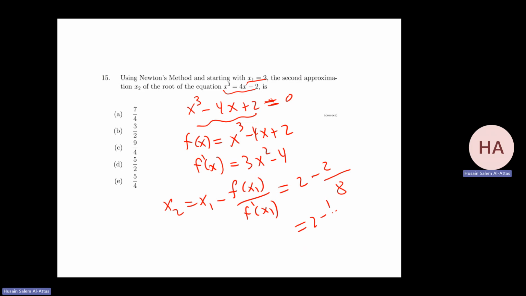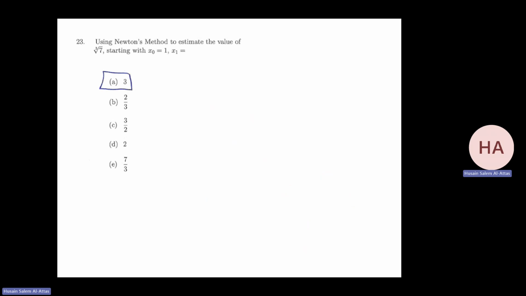So I have 2 minus 1 over 4. 2 is 8 over 4 minus 1 over 4, that will be 7 over 4. So that will be my answer. Using this method to estimate the value of the cubic root of 7: if x equals cubic root of 7, taking power 3 of both sides, I have x cubed equals 7. Because I need something equal to 0, that gives me x cubed minus 7 equals 0. So this is my f of x.